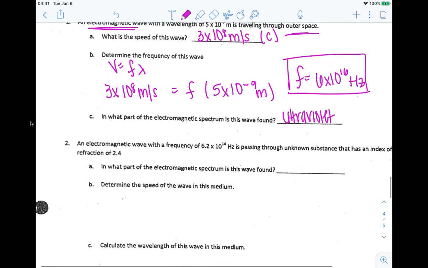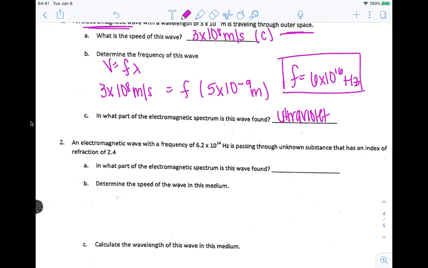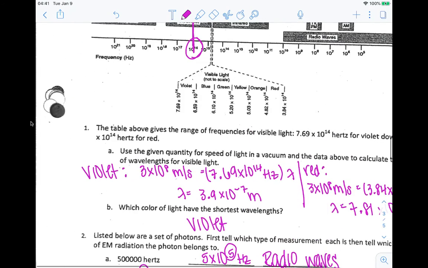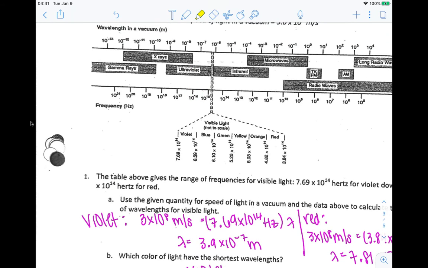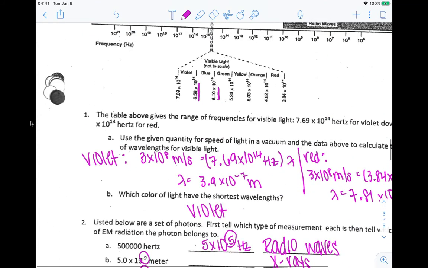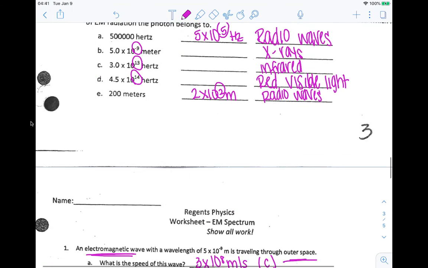For number 2, an electromagnetic wave with a frequency of 6.2 times 10 to the 14 hertz is passing through an unknown substance that has an index of refraction of 2.4. In what part of the electromagnetic spectrum is this wave found? So we have 6.2 times 10 to the 14 hertz. So you go up to our chart. 6.2 times 10 to the 14 falls between 6.1 and 6.59, which means that this is blue visible light.